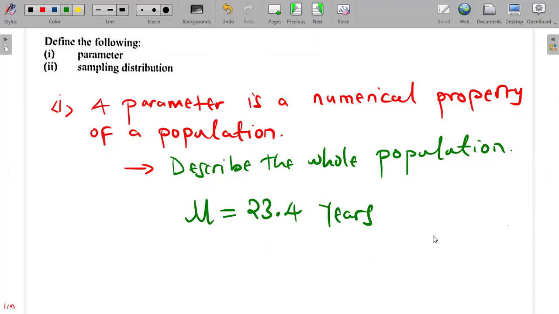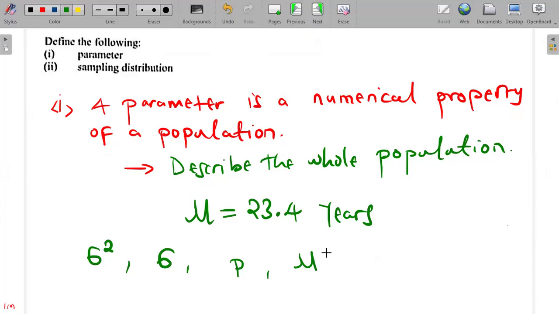Some other important parameters that we have to know include the population variance, which is represented by sigma squared. We have the population standard deviation indicated by sigma. Some of you think this is a 6. No, it's not a 6, it's a sigma. And then we have the population proportion, which is indicated by a small letter p. So these are some of the parameters, meaning a numerical property that describes something about the population.